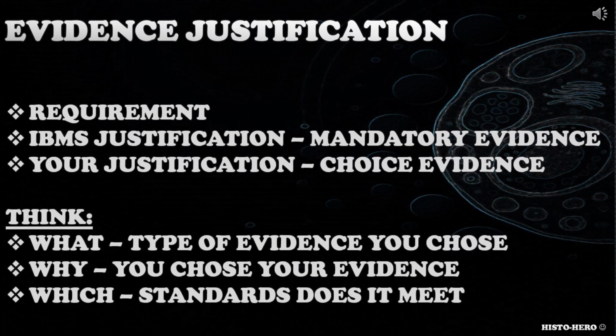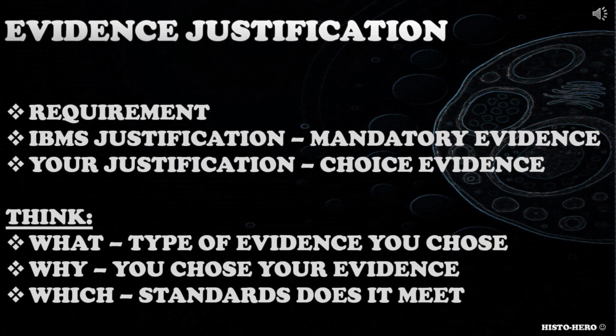One more thing you have to include when choosing and writing your evidence, and that is the evidence justification. For the mandatory piece of evidence, the IBMS has provided a very good justification why they would want you to do that piece of evidence. I would strongly advise you to read their justifications, as this can form the basis for how you will be justifying your choice of evidence. You should also include what standards you have met by your chosen evidence.